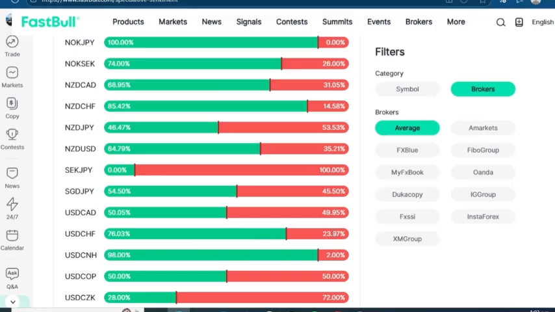So now we are going to go to TradingView. That is where we're going to be doing our analysis today, and TradingView is actually just free.